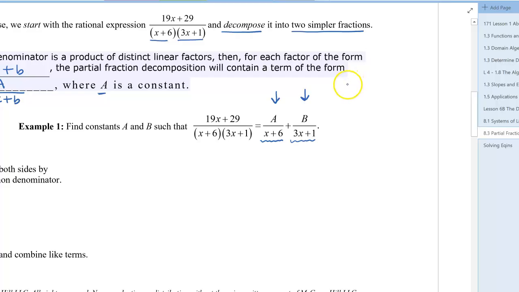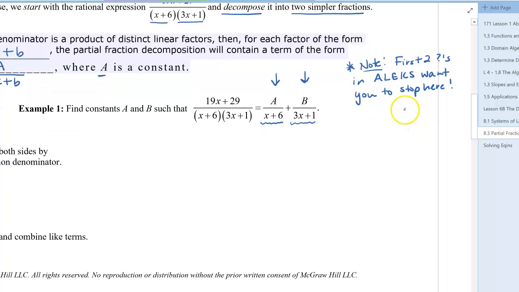Now I want to make a note here, because you might get frustrated in ALEX if you go farther than that in the first two problems. The first two questions in ALEX want you to stop right here. They do not want you to continue on and figure out what A and B are. But the questions after the first two will want you to continue to find A and B. So let's look at that now.